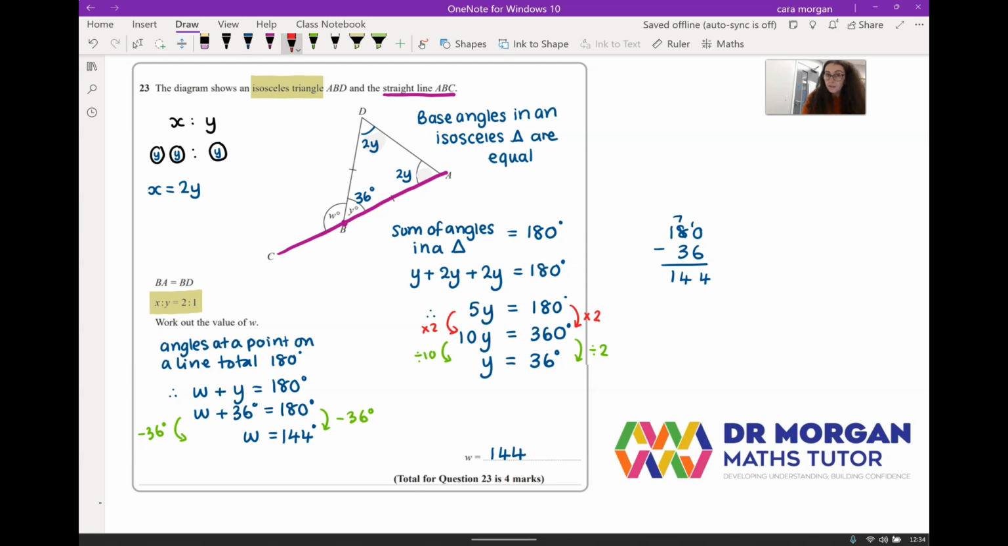Where you'd get marks on that question is for managing to express x in terms of y. That would give you a mark. If you manage to form an equation connecting all the angles in that triangle with one of those letters, that would give you another mark. And if you actually manage to find y and then subtract that value of y from 180 degrees, that would give you another mark. And finally, your answer is worth a mark in itself.